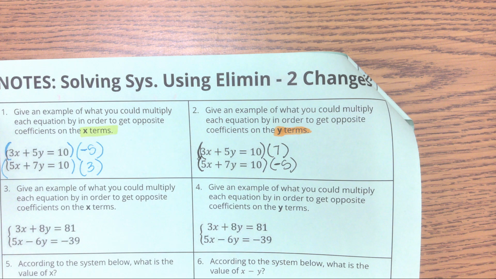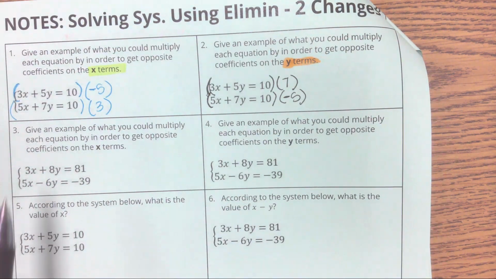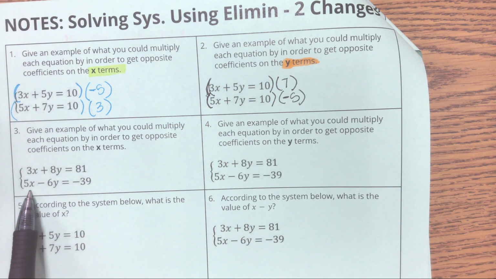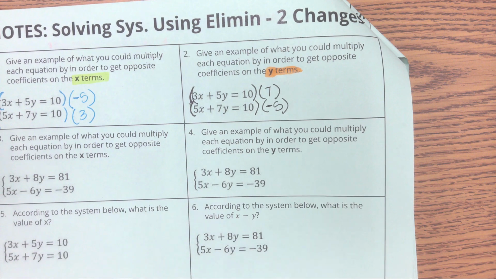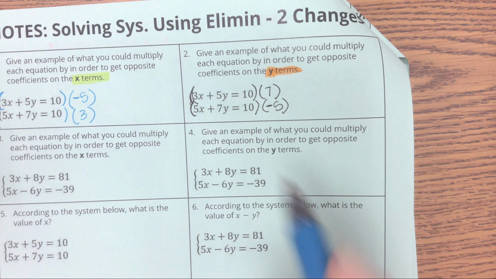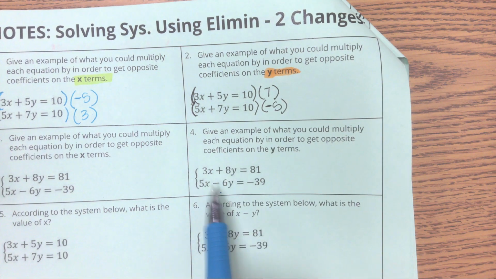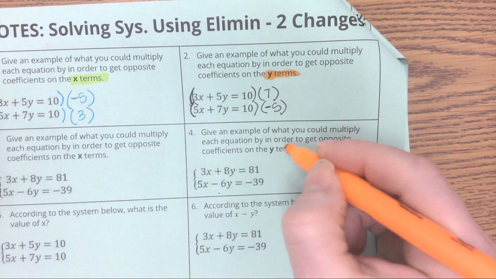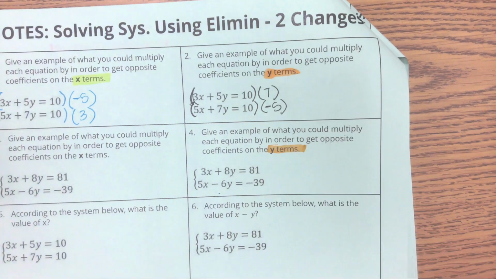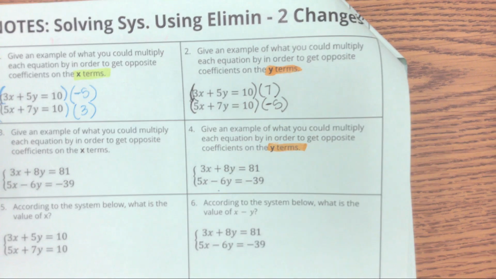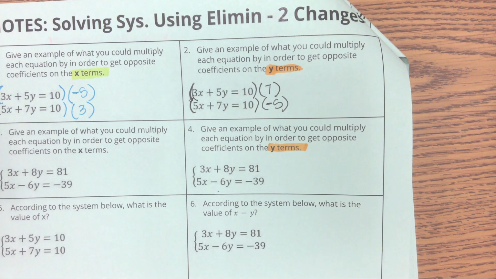Let's see. This one's the same, isn't it, for the x's? I'm just asking what to multiply by. Okay, let's go to example 4. How about if in this new example, I asked you to get opposite y terms? What are some things you could do? Give me, there's more than one answer to this one. Do you see how they're already positive and negative, first of all?